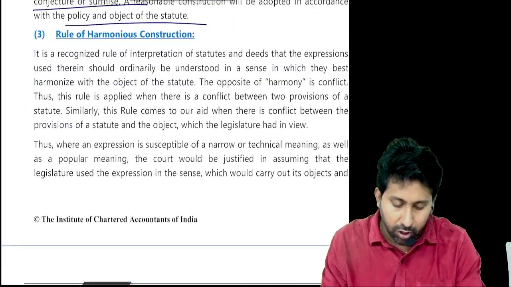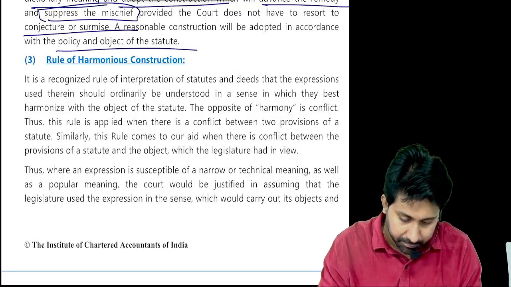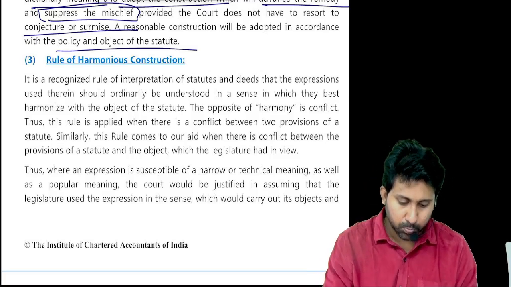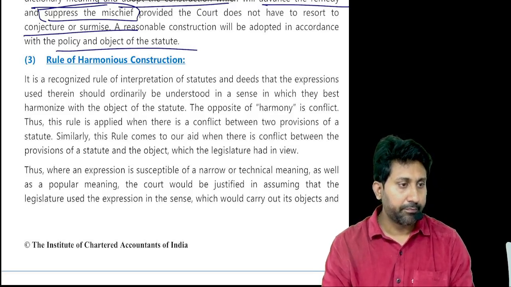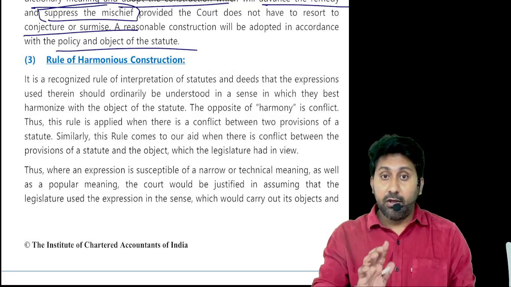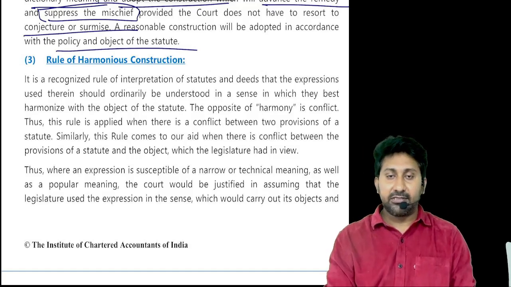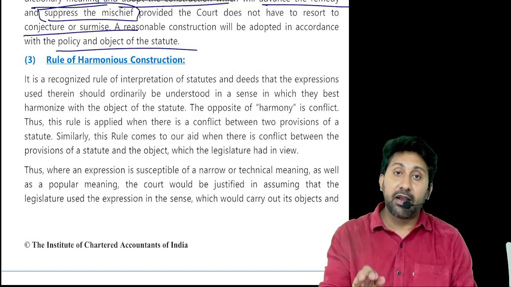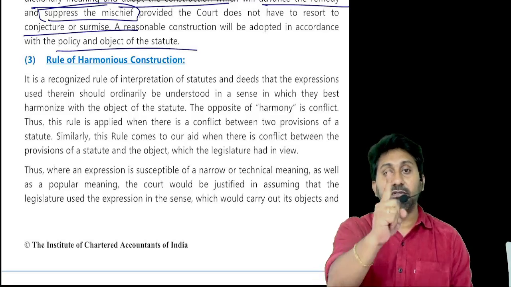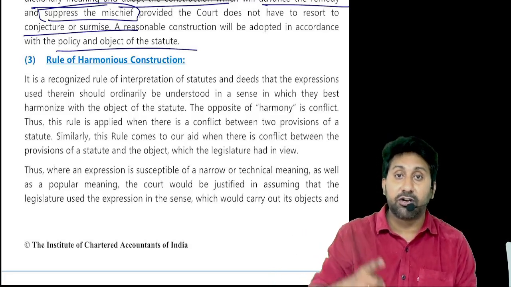Keep the heading: rule of harmonious construction. Very popular in our classes. I repeated this so many times. Mainly when we are discussing AGM, there are 3 time limits. What are they? AGM must be conducted in every calendar year. Gap between 2 AGMs should not be more than 15 months. At least 1 meeting must be conducted in every calendar year. And 1 AGM must be conducted within 6 months of the closure of financial year.